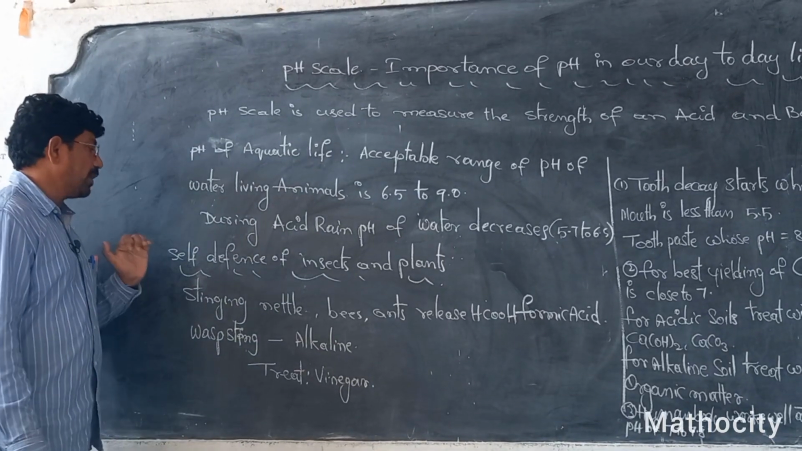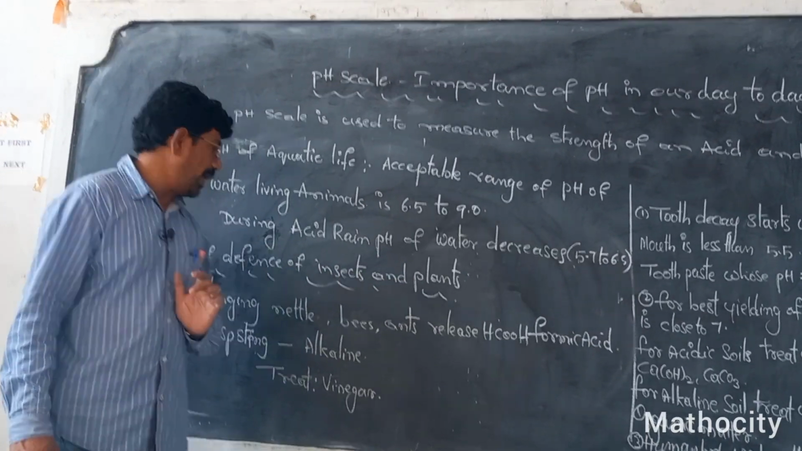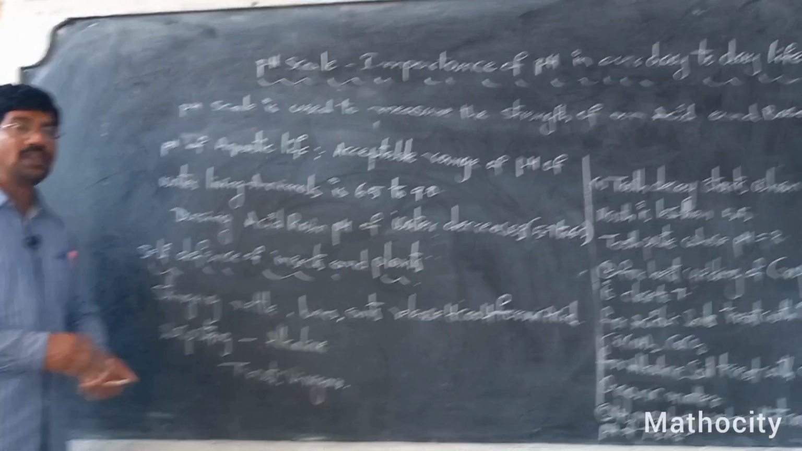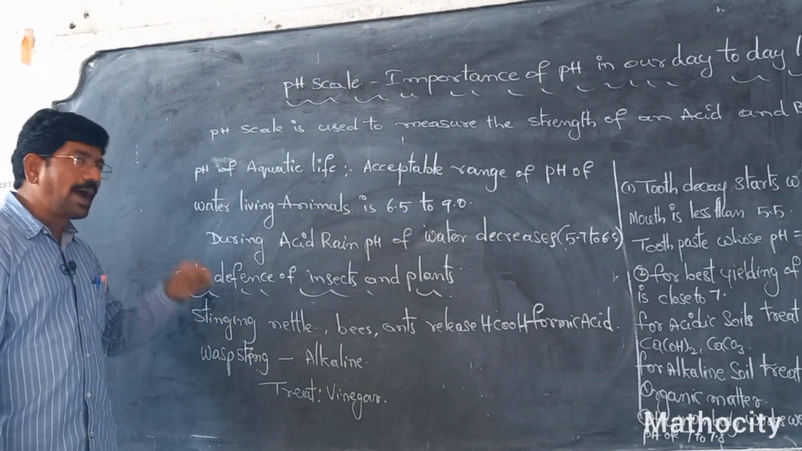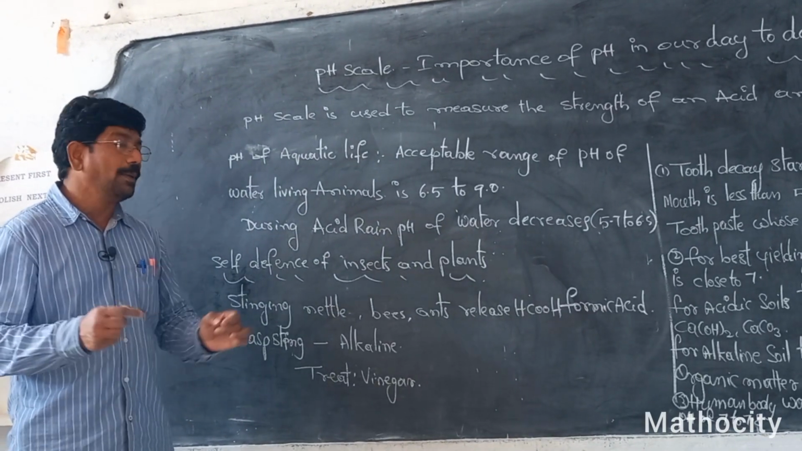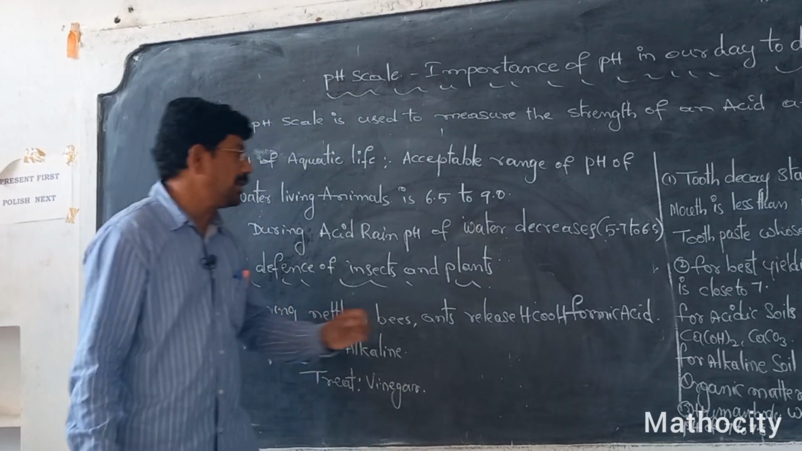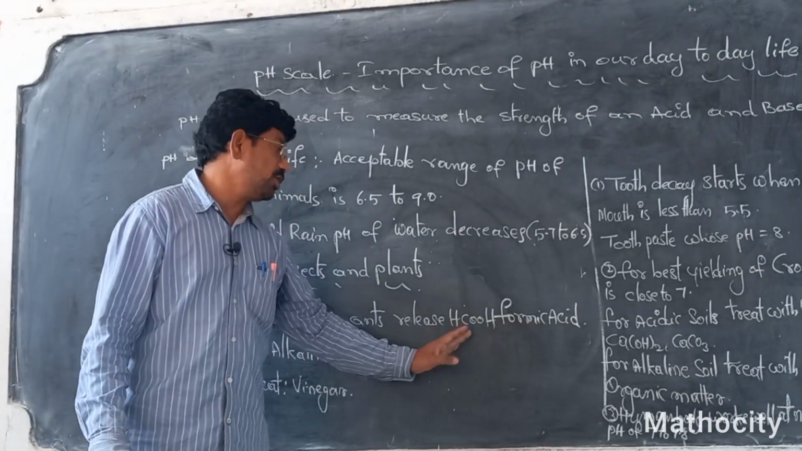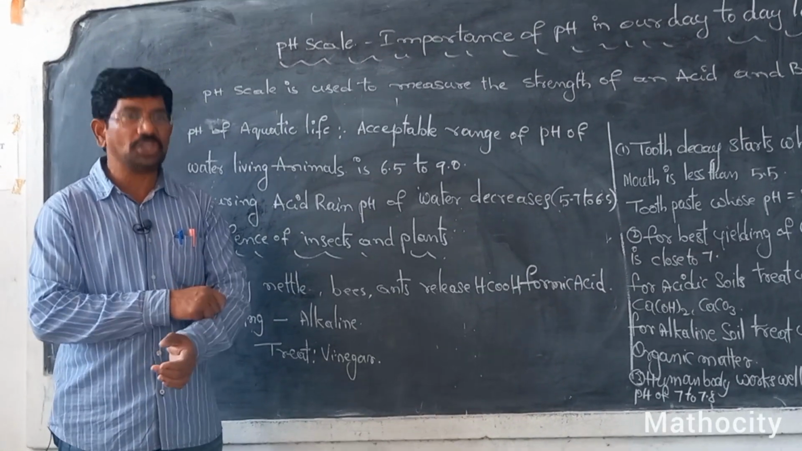Next one, see this: self-defense system of insects and plants. See this stinging nettle, it is a plant which, if you touch it, gives you a burning sensation, an itching sensation. The stinging leaves secrete methanoic acid, HCOOH, which is known as formic acid. Sorry, this is formic acid. They secrete formic acid. Are you clear? So it gives us some itching sensation.